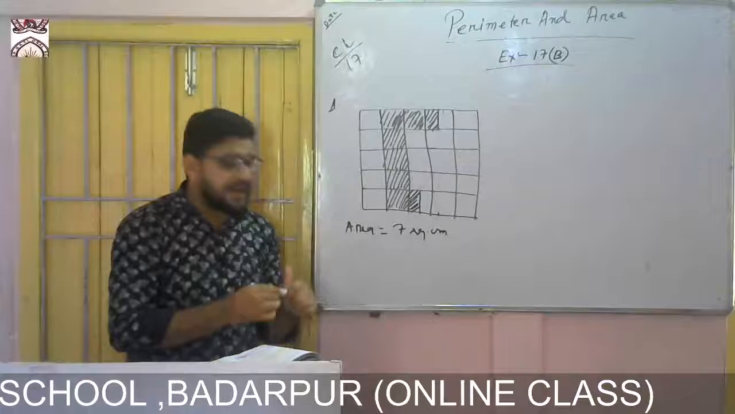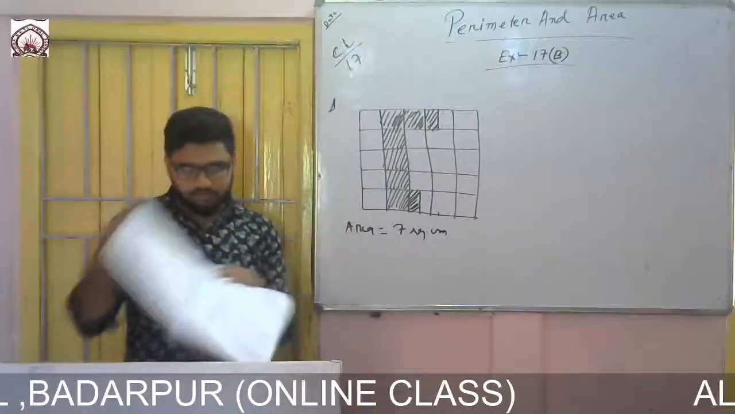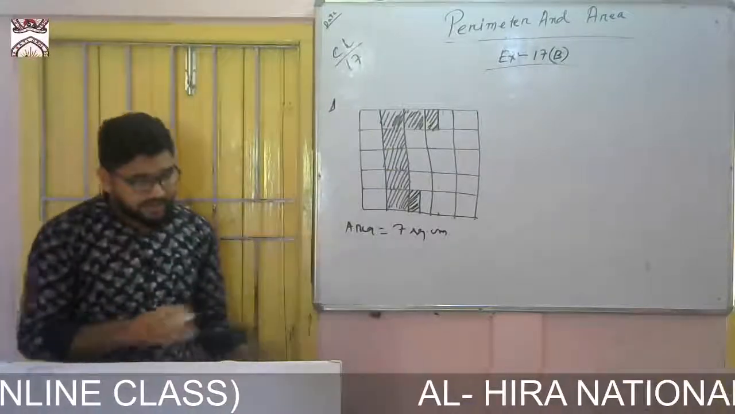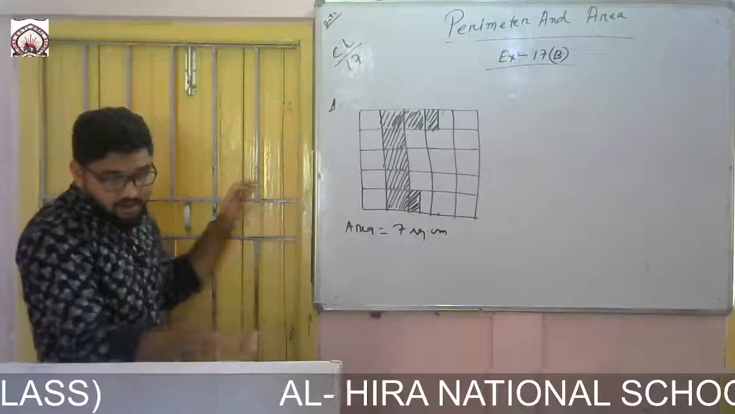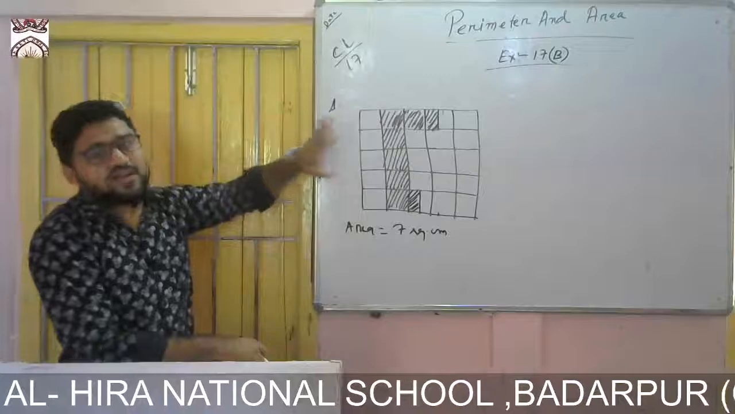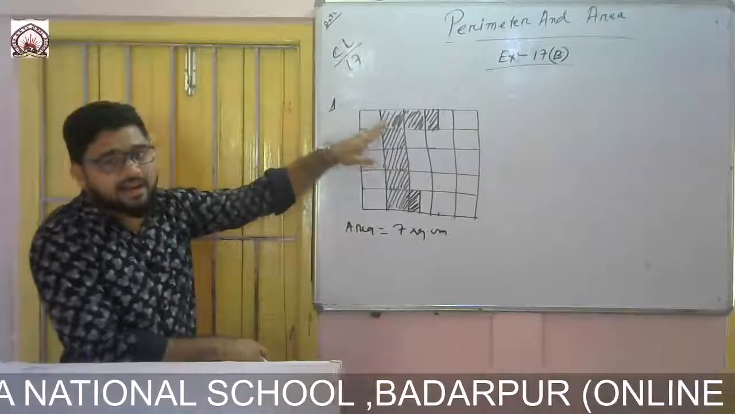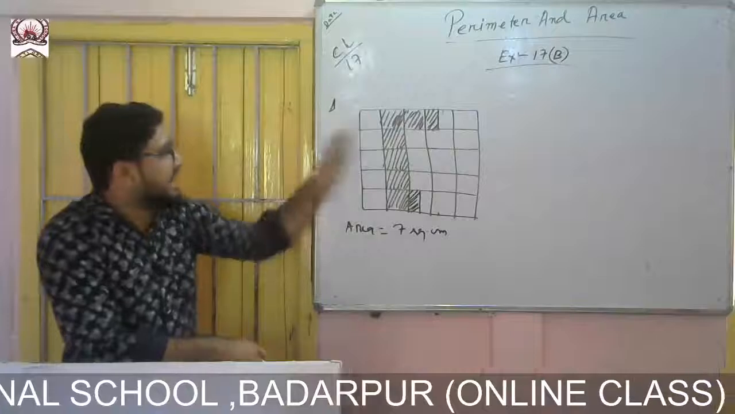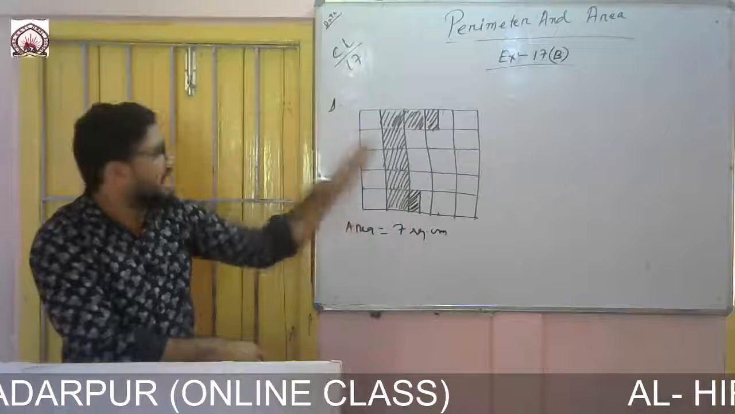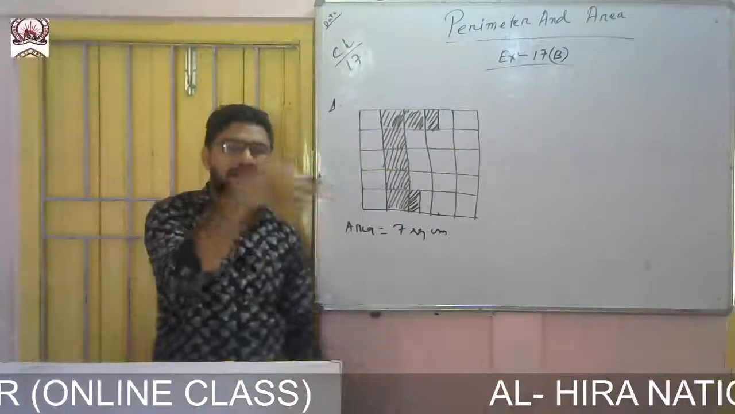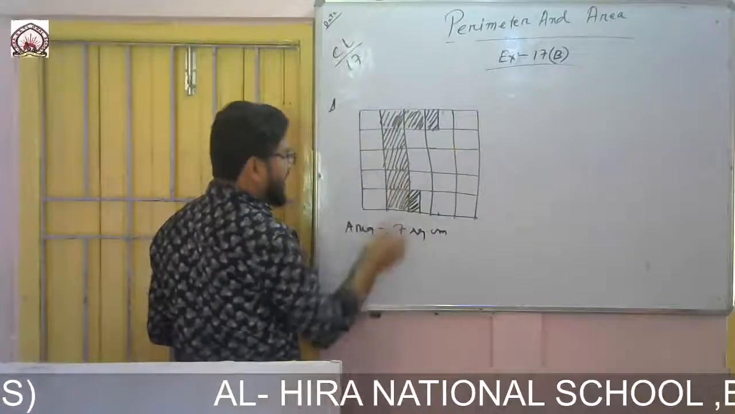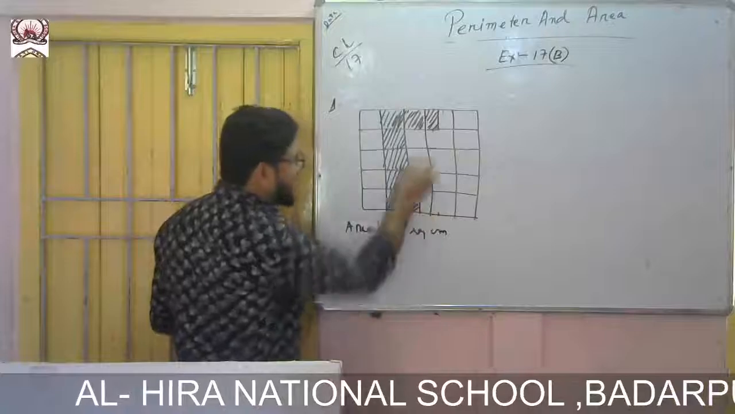So how did this 7 come? It is said in the question that if the full square is shaded, then take 1. If half is shaded, then count it with another half. If more than half is shaded, then count it as full, like 1. And if less than half is shaded, then ignore it, leave it. So here, this one fully shaded, this one fully shaded, this one fully shaded, this one fully shaded, this one also fully shaded, but this one half shaded and this one half shaded.